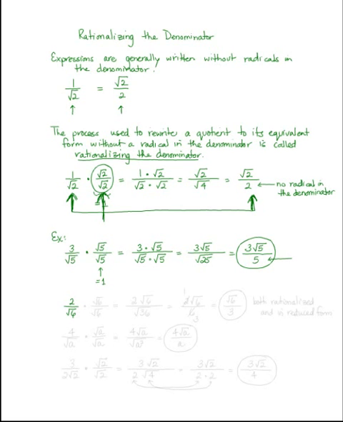Another example might be 2 divided by the square root of 6. To rationalize the denominator, we want to remove the radical sign from the 6. We need no radicals in the denominator. In order to do this, we're going to multiply both the numerator and denominator by that radical we choose to remove. Because square root of 6 is in the denominator, that's what we're going to choose to multiply the numerator and the denominator.